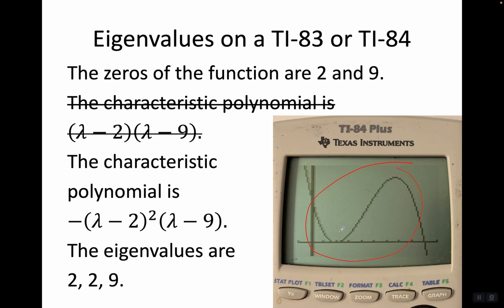Okay, first, you can tell that lambda equals 2 is going to be an eigenvalue of even multiplicity, because this graph doesn't cross the x-axis. Instead, it bounces. And when that happens, you've got a root, or a 0, of even multiplicity. So it's got to be lambda minus 2 squared. And then we can see that the graph crosses the x-axis here at 9, so it's going to be a 0 of odd multiplicity, or an eigenvalue of odd multiplicity.